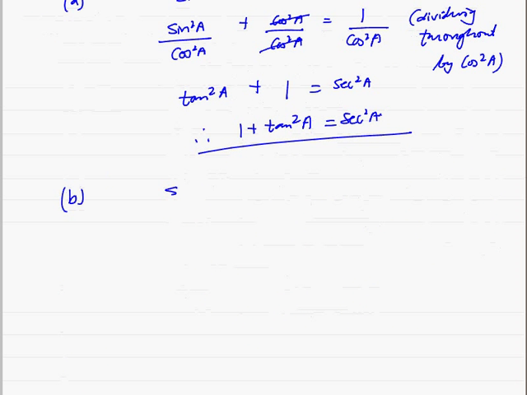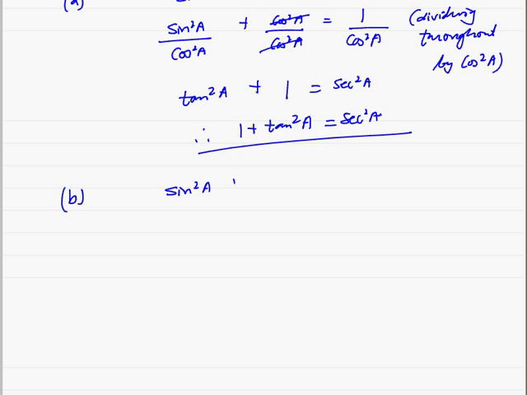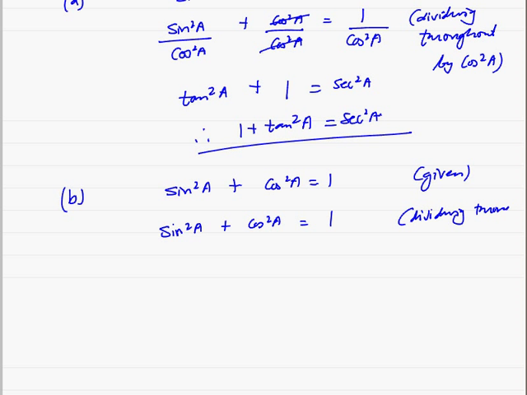Similarly, for part b, you have to begin with the same thing. So you begin with sin square a plus cos square a is equal to 1. Given. So what do you think we will divide by? I want cosec square a. So I'll divide by sin square a, since cosec is the reciprocal of sine. So dividing throughout by sin square a.